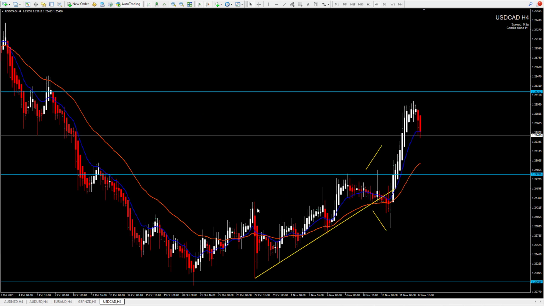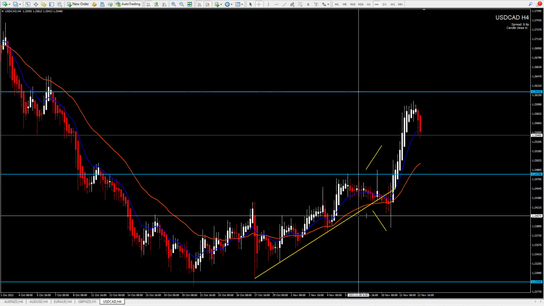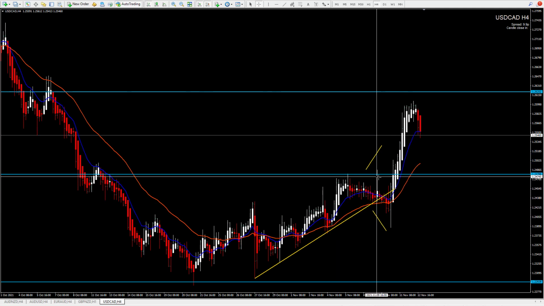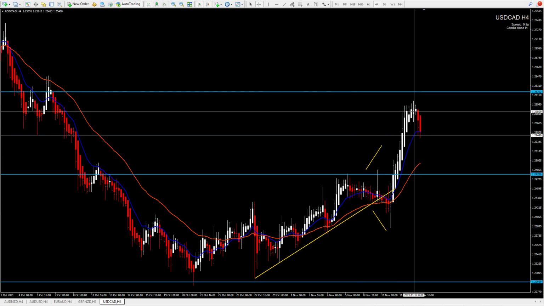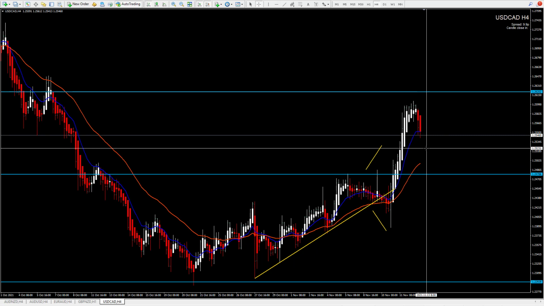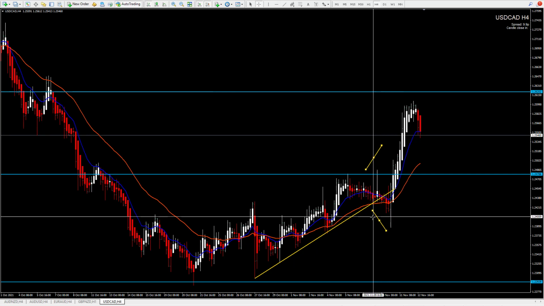And the last pair is USDCAD. You see what we said about last time. We said about the breakout of this area, and finally, after some time, this breakout happened. So now what we do, we wait for the retracement and we look for buys. Sells didn't work out in this case. There was a false breakout.